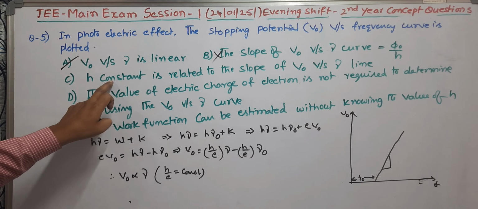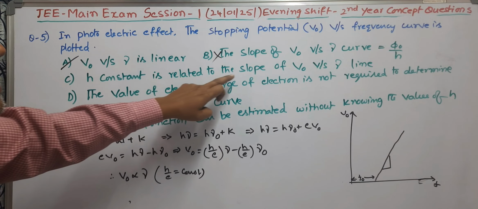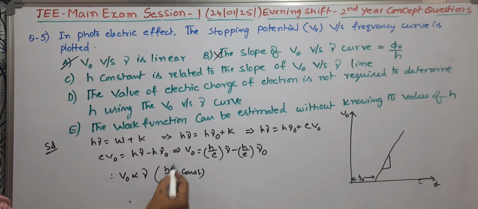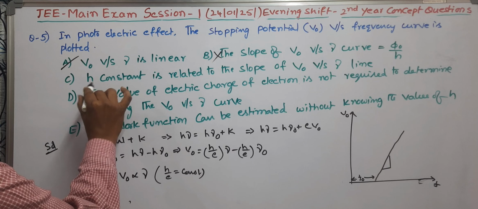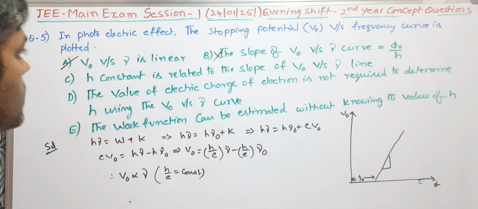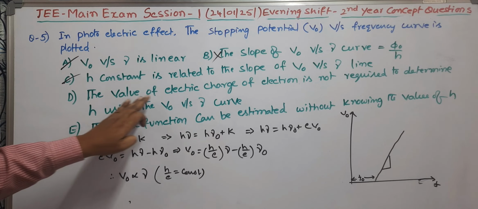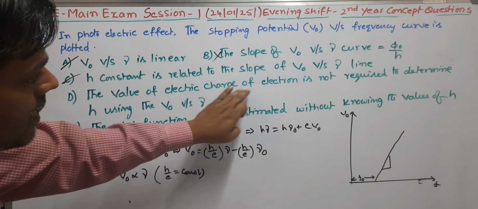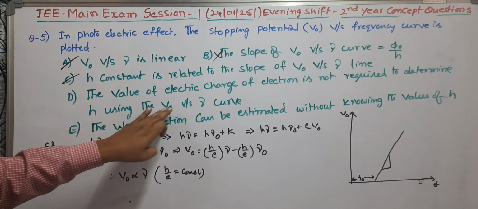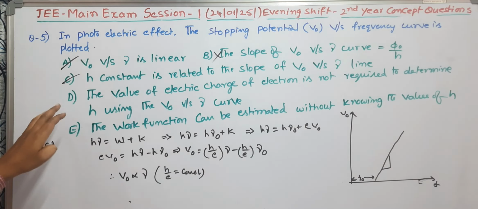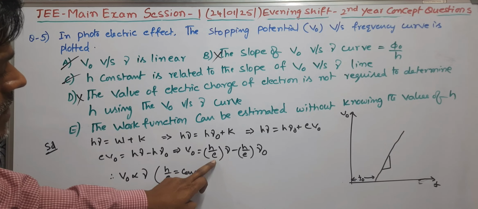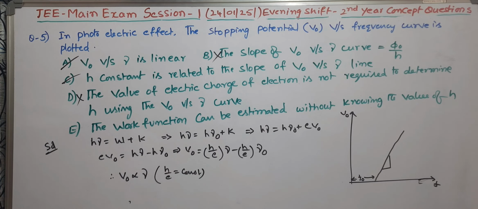Okay, the Planck's constant h is related to the slope of V naught. Yes, from this you get the slope. The constant h is related to the slope, isn't it? Right. So, this is correct. The value of electric charge of electron is not required to determine h using the V naught versus nu plot, but it is not correct. Why? Because it must depend on the e value, then only you get the h value, Planck's constant.